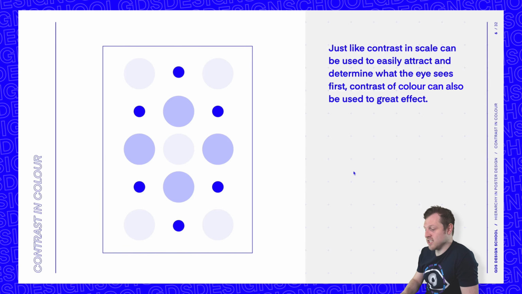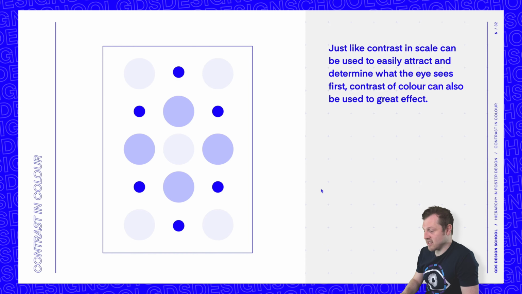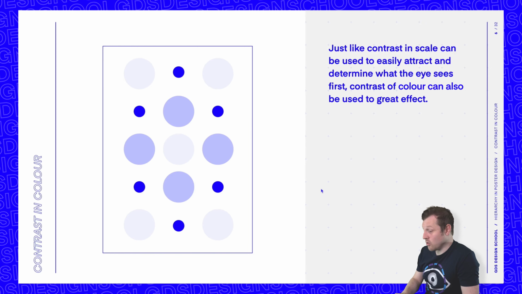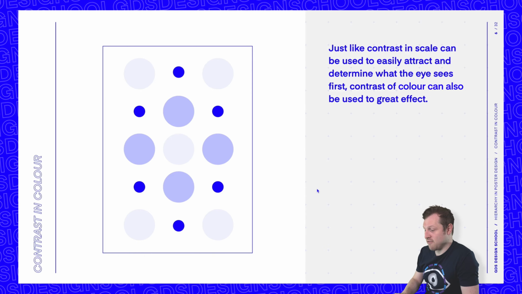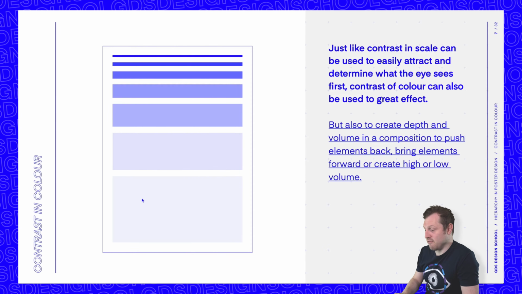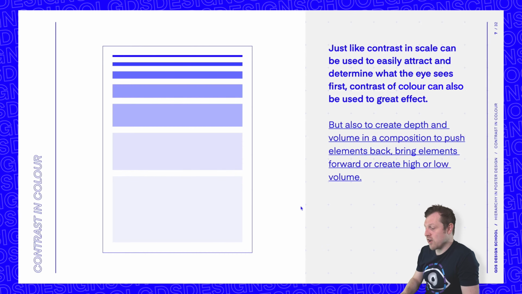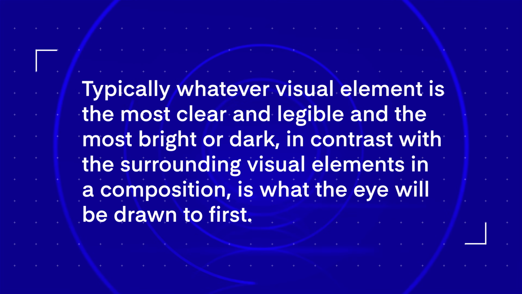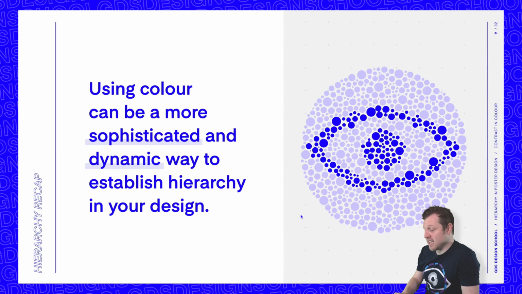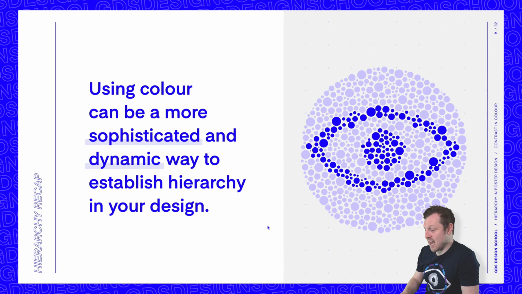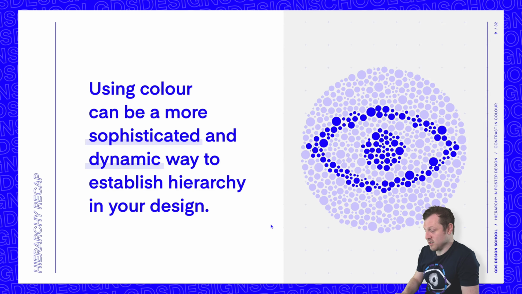Now, just like contrast in scale can be used to easily attract and determine what the eye sees first, contrast in color can also be used to great effect, but also to create depth and volume in a composition to push elements back, bring elements forward, or create high or low volume. Typically, whatever visual element is the most clear and legible and the most bright or dark in contrast with the surrounding visual elements in a composition is what the eye will be drawn to first. Using color can be a more sophisticated and dynamic way to establish hierarchy in your design.